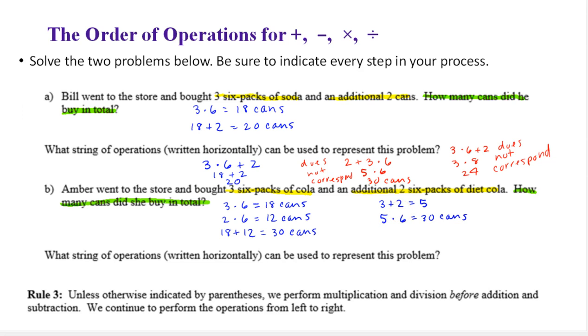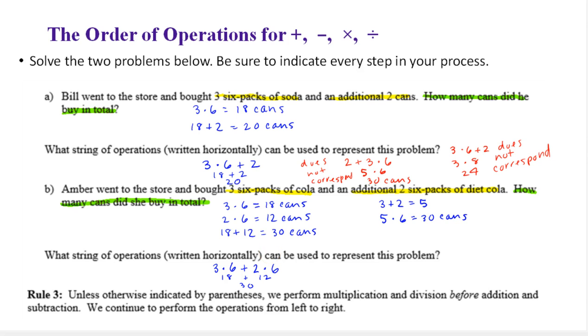Okay. So in order to write this horizontally, let's look at this one. We could write 3 times 6 plus 2 times 6. Okay? And if we perform the multiplication first, which is our convention, the 3 times 6 will give us the 18. We'll skip the addition for now because we do the multiplication beforehand. 2 times 6 is 12. So we do 18, we do the 2 times the 6, save the addition for last, which gives us 30 cans. Okay. So this is one way that we can write it horizontally.